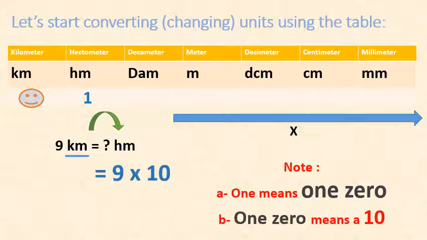So 9 times 10, again 9 times 10. Why multiply? Because we are moving to this side. Why times 10? Because we said we moved one place. One place means 10, and the answer is going to be 90 hectometers. So what we did was we put the 9 down, and then we counted how many zeros. 10. We put it next to the 9, so the answer is 90 hectometers.